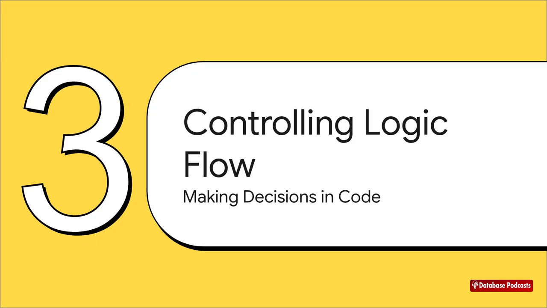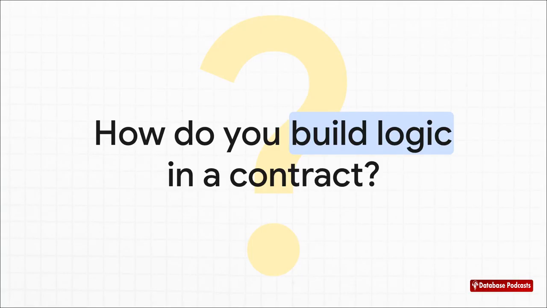So, we have our data, but how do we use that data to actually make our contract smart? A contract can't just be a dumb box for storing data, right? It needs to be able to react and make decisions. And that's where control structures come into play. They let us build logic that can respond differently depending on the situation.